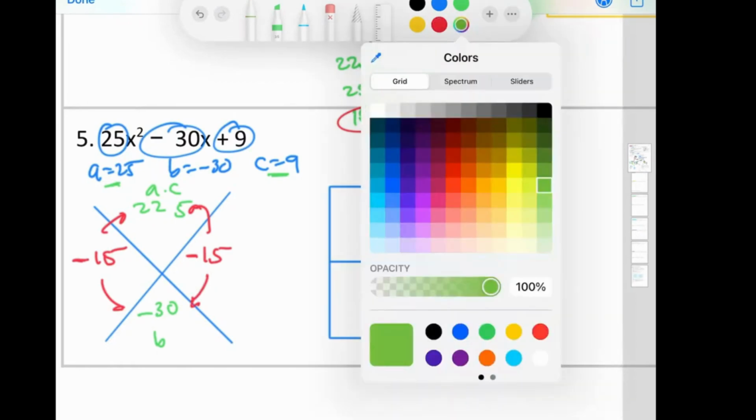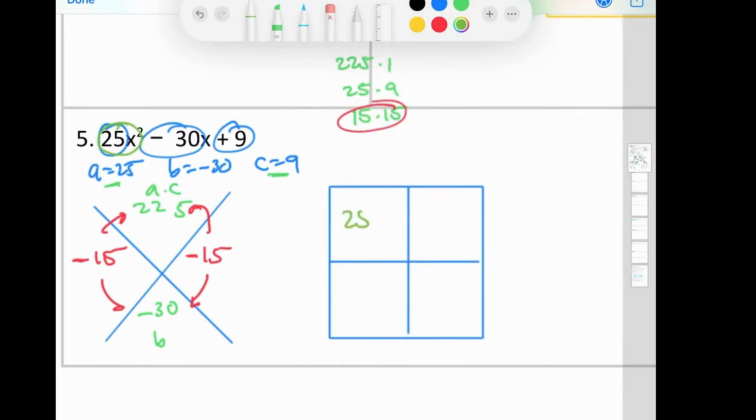Okay, so that means my A value always goes in the top left. Always. My B term is now split between these two, right? Negative 15x and negative 15x. For those who are more advanced or know how this works, this is actually factoring by grouping, the box method. And this last one here always goes on the bottom.